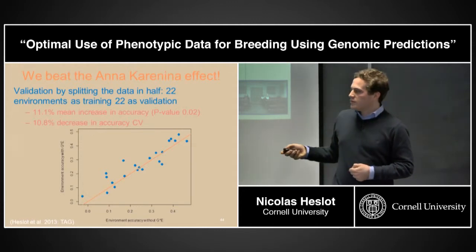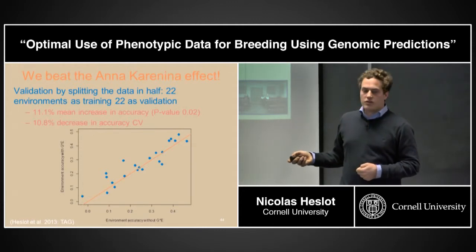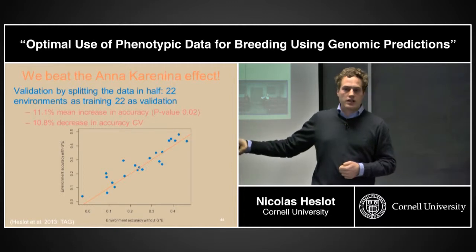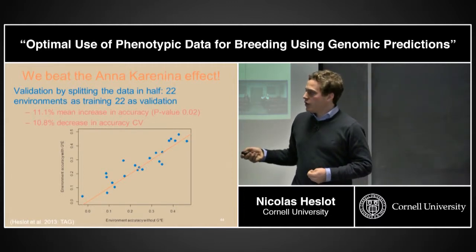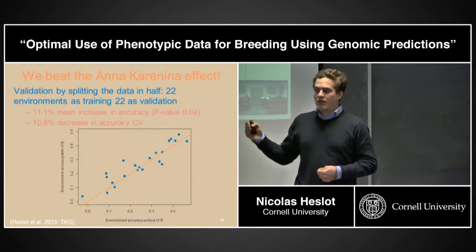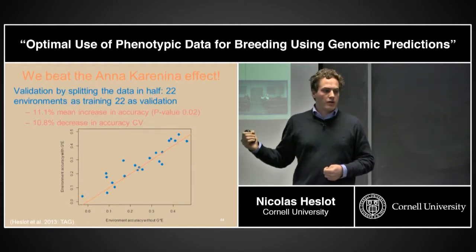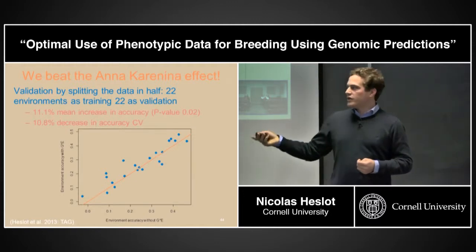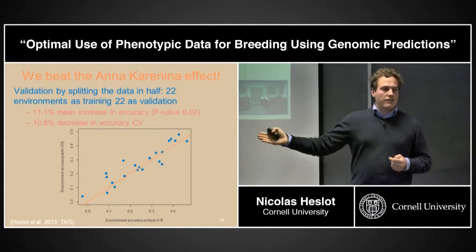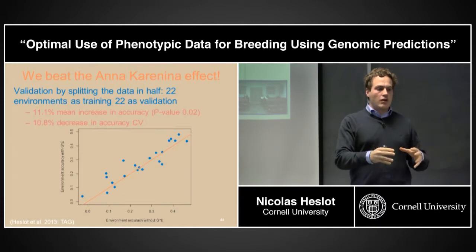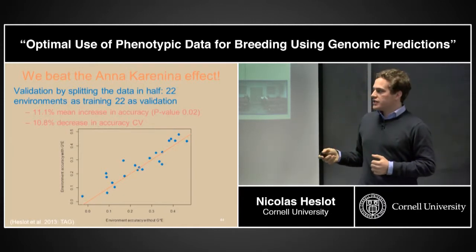So you'll note that we're not performing better everywhere, which is kind of expected because G by E is so complex. We can't expect to capture all the patterns. But we gained quite a bit, especially for environments in which we were really bad with the basic GS model. So there is some hope, and we could probably do better because by splitting the data in half, the training set is relatively small, so a larger data set should increase the accuracy quite a bit.